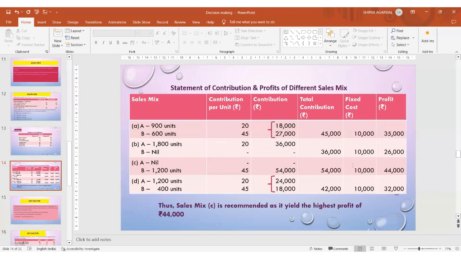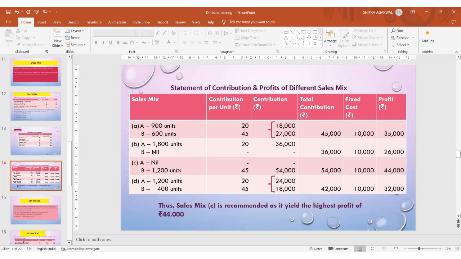Now, once your contribution is calculated, let's see which option gives you the best amount of profit, because the higher the profit, the better it is for the organization. And every organization has to go for the maximum amount of profit. Starting with the first sales mix, 900 units of A and 600 units of B. Contribution for A is 20 and for B it is 45. So the total contribution for A is 900 into 20, that is 18,000. For B, 600 into 45, that is 27,000. So the total contribution comes out to 45,000, and my fixed costs are 10,000. So my profit, that is total contribution minus the fixed cost, is 35,000.